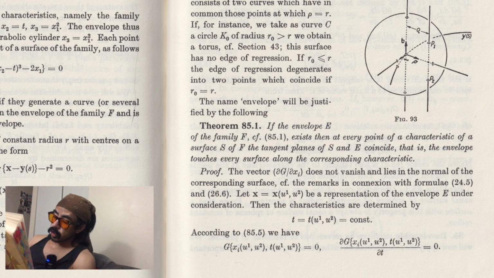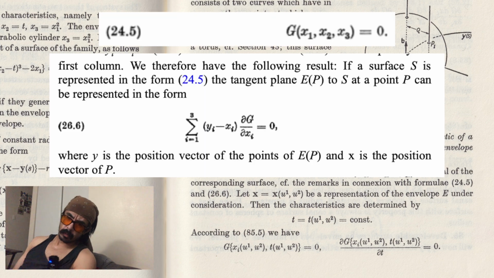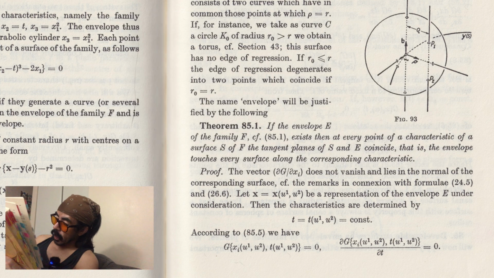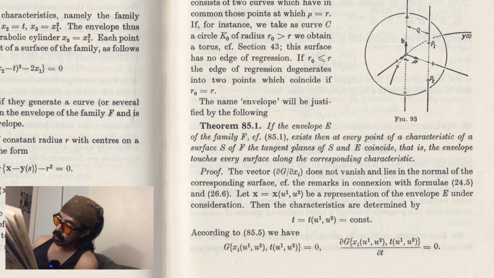The vector partial g partial xi does not vanish and lies in the normal of the corresponding surface, for which refer to the remarks in connection with the formula given in 24.5 and 26.6. Maybe I'll even splice those back in from when I read those in earlier episodes. That might be easier here. Let the vector x, which has a representation, the vector x in terms of u1 and u2, be a representation of the envelope E under consideration. Then the characteristics are determined by t, namely t in terms of u1 and u2, being a constant.